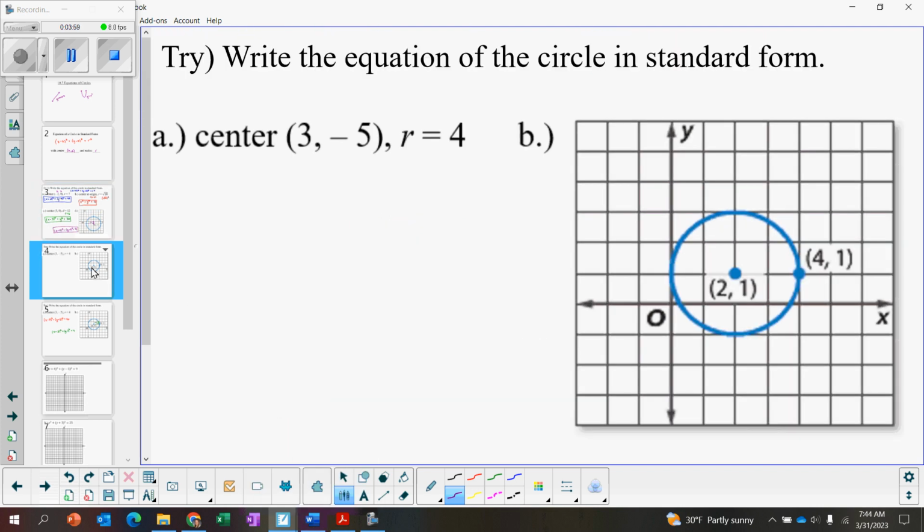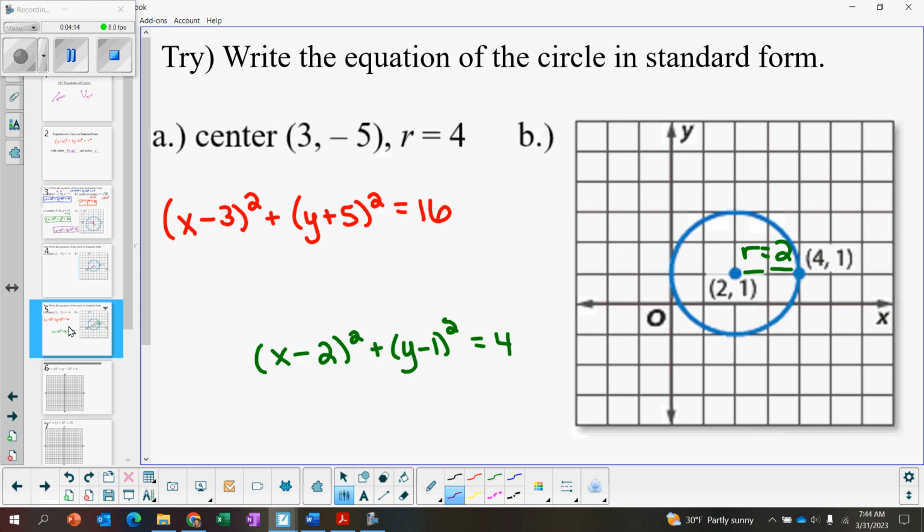You go ahead and try these two. Pause. When you're ready to see the answers, hit play. All right, so for part A, we have x minus 3 squared plus y plus 5 squared equals 15. And the second one, the graph, we had a radius of 2 and a center of (2, 1). So it's x minus 2 squared plus y minus 1 squared equals 4.